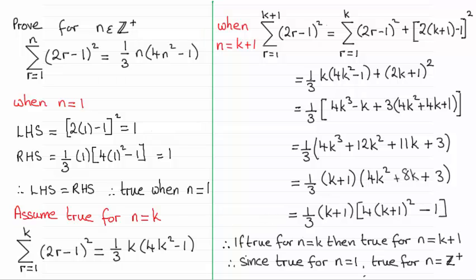So in the usual way, we know that if it's true for n equals k, then we've just proved that it's true for n equals k plus 1. And since we know it's true for n equals 1, it must be true for n equals 2, then 3, then 4, and so on. So it'll be true for all positive integers. So quite long, but I hope you are able to follow that. Okay?